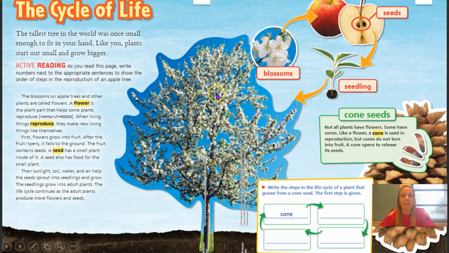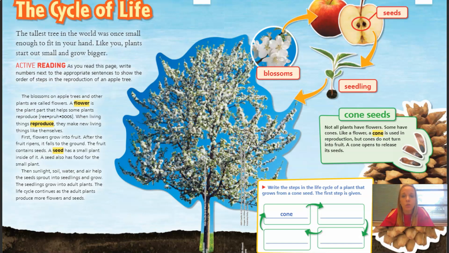Now this talks about the life cycle of a plant. It says the tallest tree in the world was once small enough to fit in your hand. Like you, plants start out small and grow bigger. All right, so as you read this page, you're going to be thinking about all the different steps that a plant goes through in the life cycle, because just like we are living things, plants are also living things. So read out loud about the life cycle of a plant, look at the diagrams, look very neatly, read the captions, and then right here is where you're going to go ahead and continue your flow map or your life cycle map.